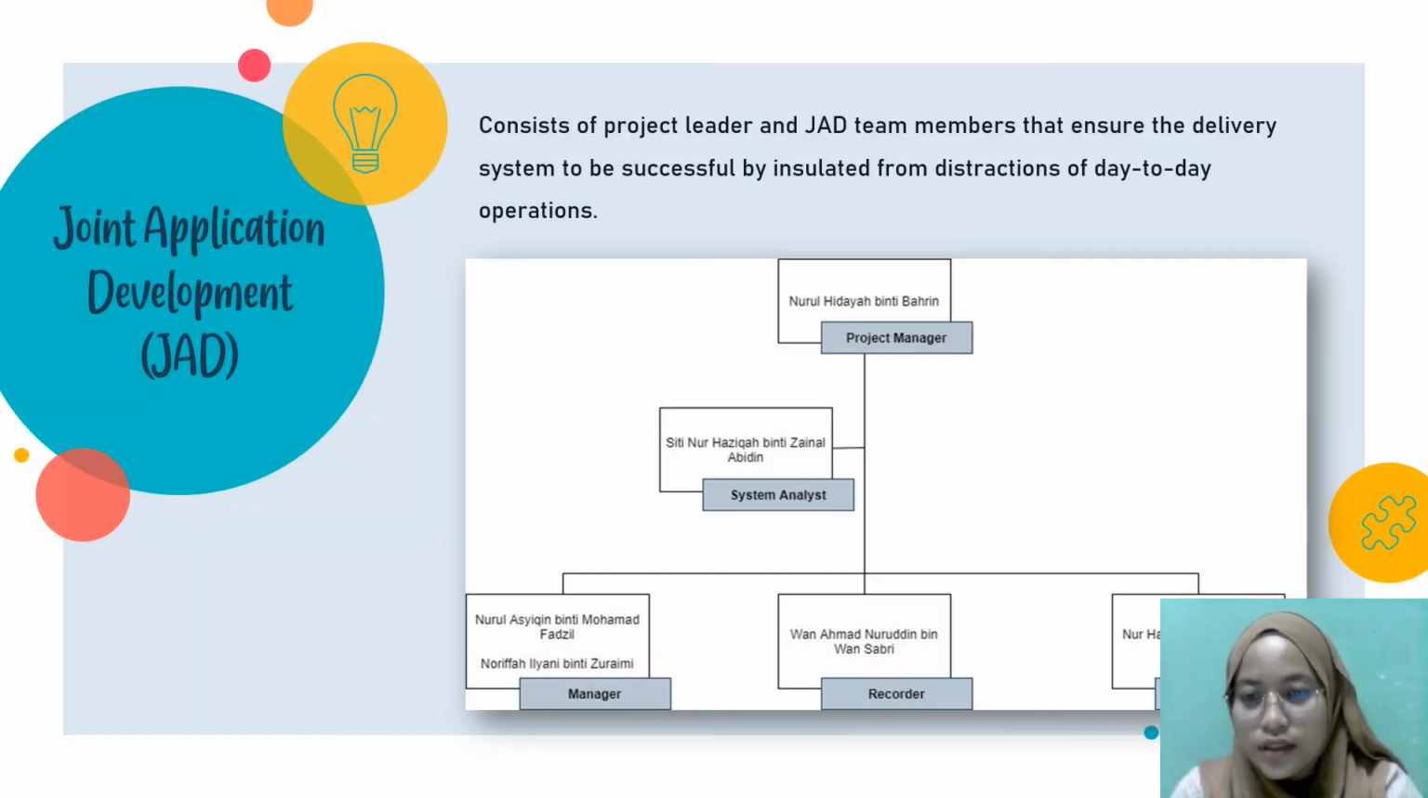Let's go to the next slide, which is Joint Application Development, JAD. It consists of the project leader and JAD team members that ensure the delivery system is successful by being insulated from distraction of day-to-day operations. As we can see, we have five members: Nurul Hidayah binti Bahrain as project manager, Siti Nurhazika binti Zainal Abidin as system analyst, Nurul Ashiki binti Muhammad Fazil and me, Norifa Ilham Tizurami, as managers, Wan Ahmad Nuruddin bin Sabri as recorder, and Nurhanan Hamizah binti Zuri as IT staff.